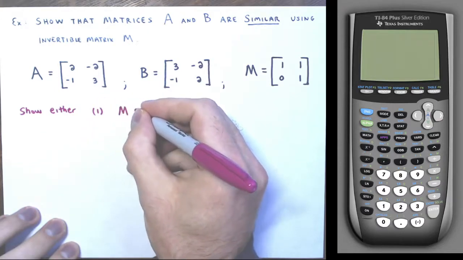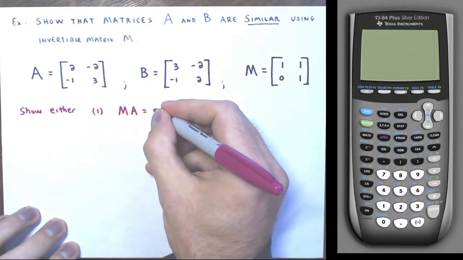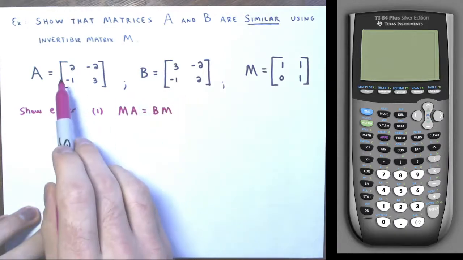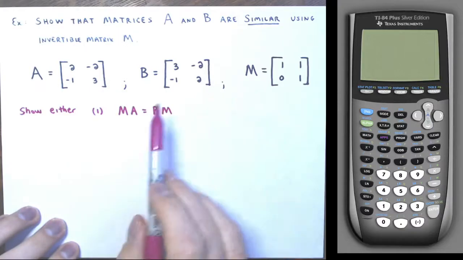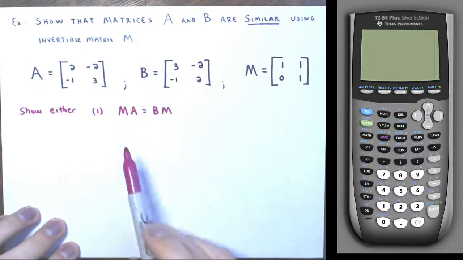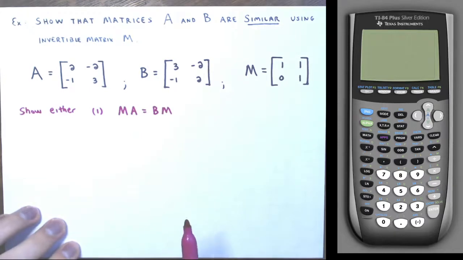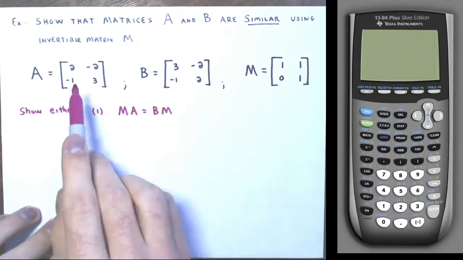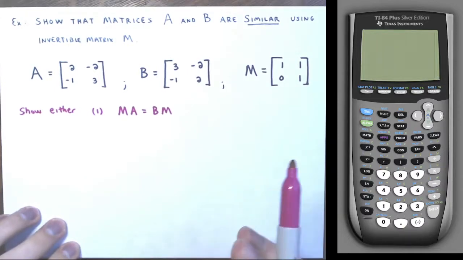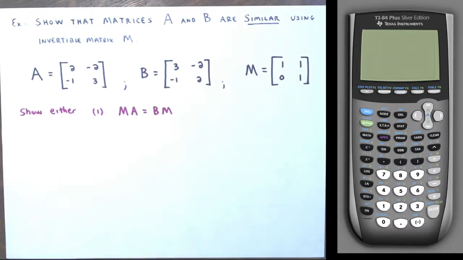M times A equals B times M. Right, just show that A times M on one side on the left equals B times M on the right. And again, you could switch these if you wanted to, but show that when I multiply these matrices by M on different sides, I get the same result. All right. So let's do that.